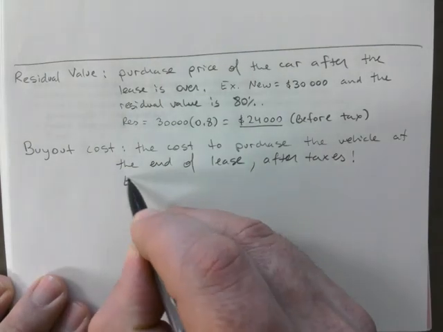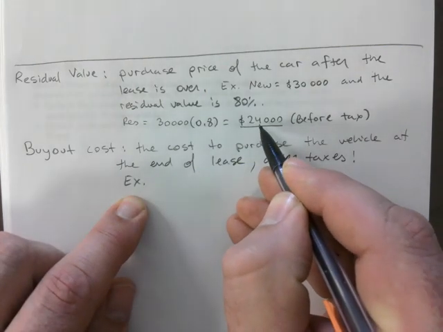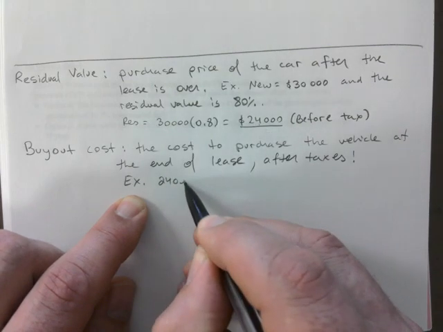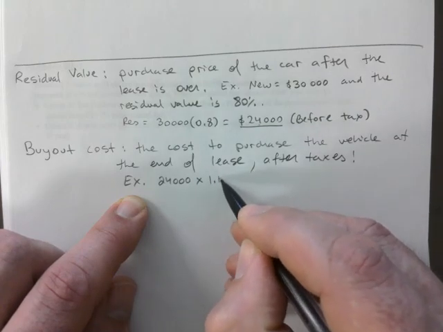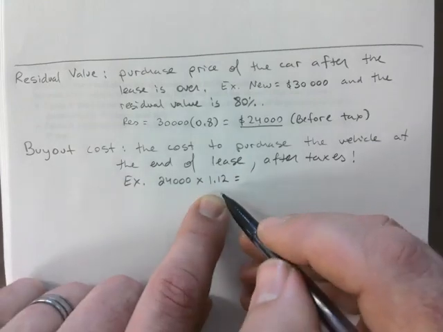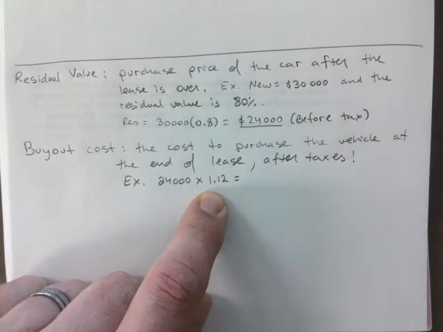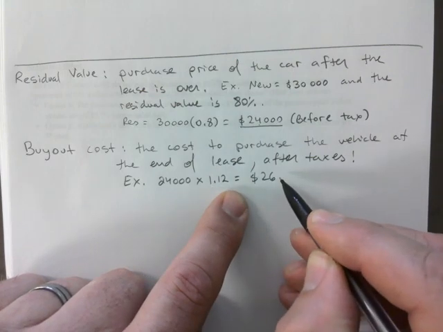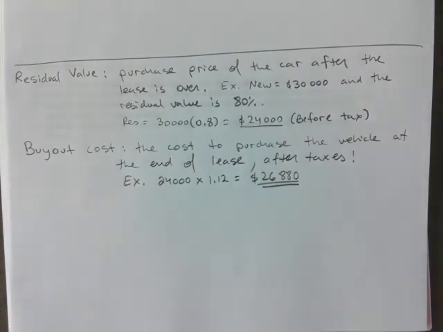So example, in our previous, the residual value was 24,000. So it would be 24,000 and taxes are 12% on a lease. Okay, that's why we multiply by 1.12. Just like adding taxes to our design and measurement portion. Let me just do this real quick because I just made it up. So that would be 26,880.